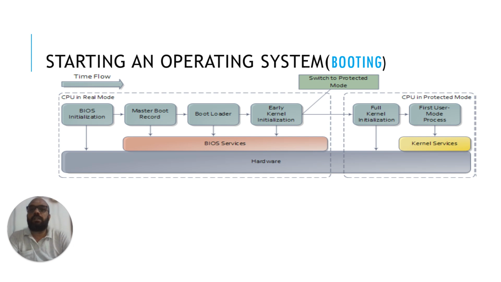Here is how execution happens when the operating system starts. The CPU in real mode goes from BIOS initialization, then the master boot record followed by the bootloader, and then early kernel initialization. All this runs in real mode, and then the CPU in protected mode runs above the hardware. In protected mode the kernel is initialized and the first user process comes and avails the kernel services. So the switching between the two modes happens.